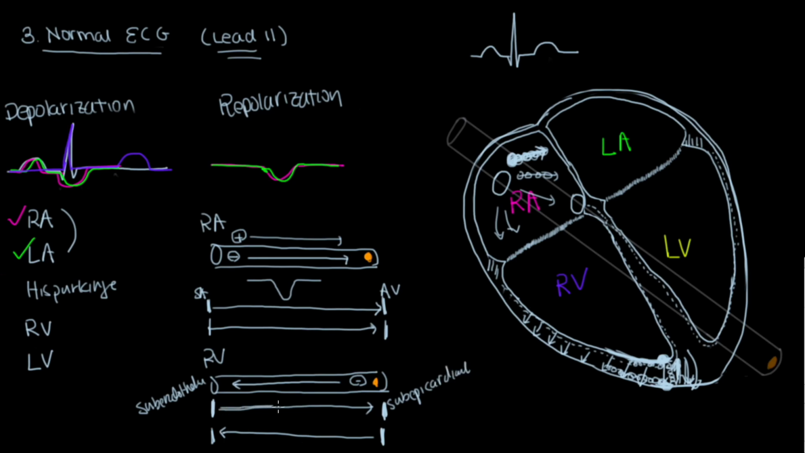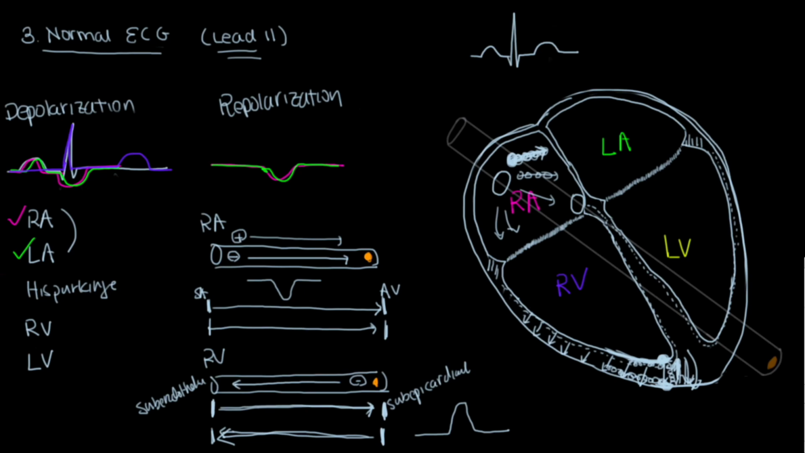And we moved in this direction when we depolarized. But when we're repolarizing, we're actually starting from the subepicardial side towards the subendothelial side. And if we have a negative charge that's moving away from the sensor, it behaves the opposite of what you would believe the positive charge would do. So it would deflect upwards like this. And that's why we have that up there.